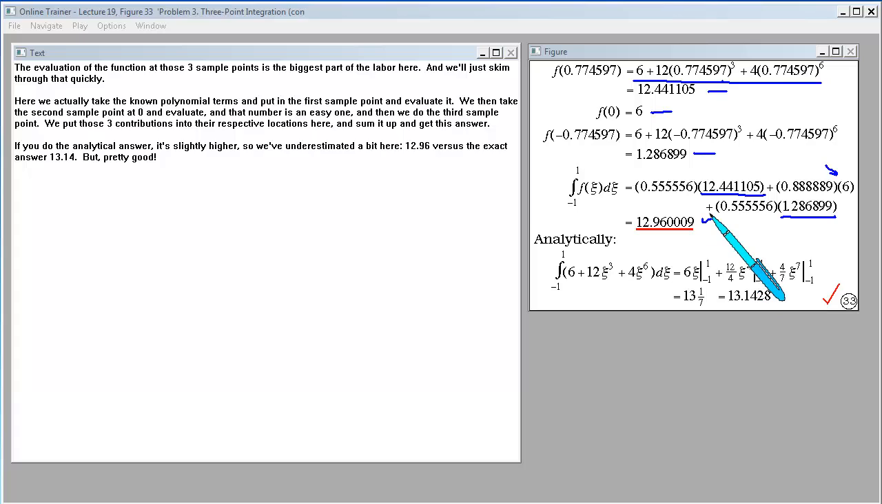If you do the analytical answer, it's slightly higher, so we've underestimated a bit here. 12.96 versus the exact answer 13.14, but pretty good.